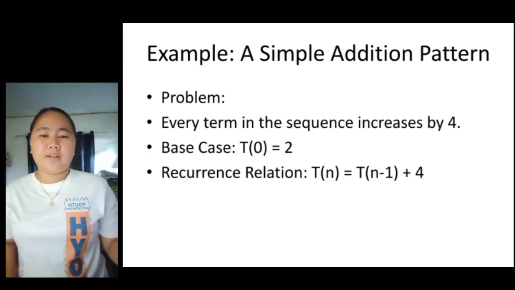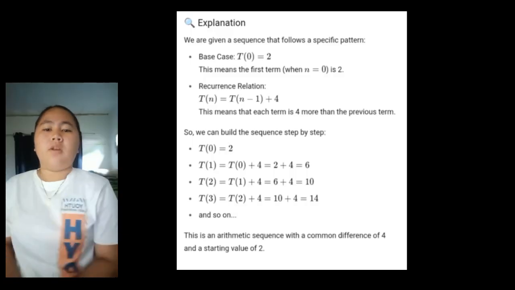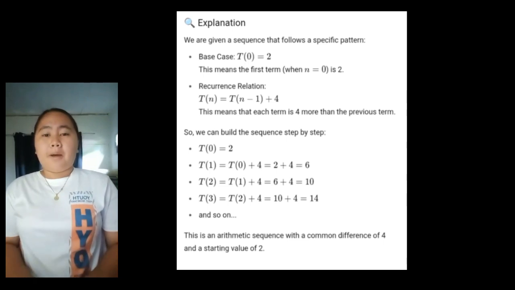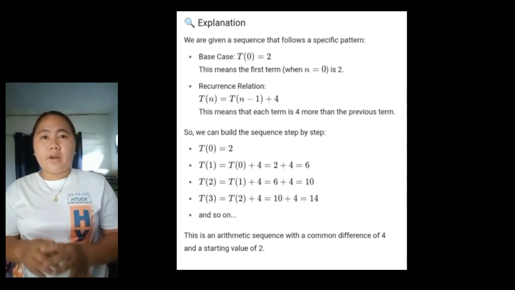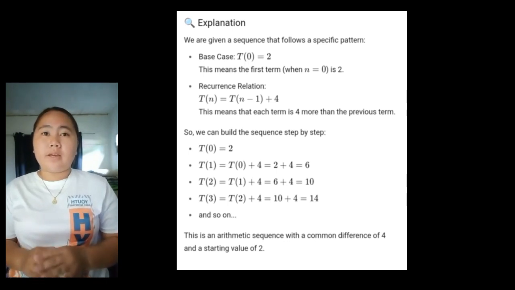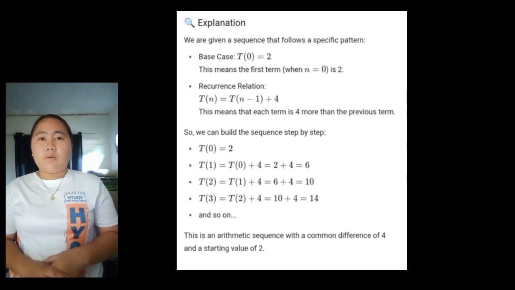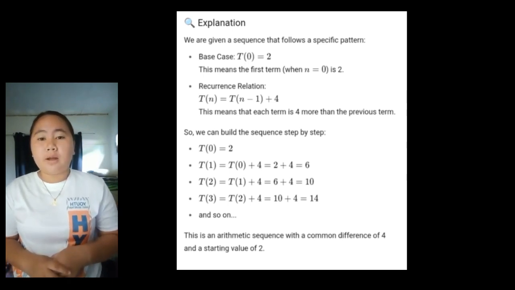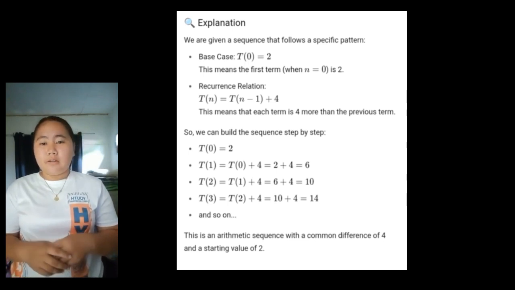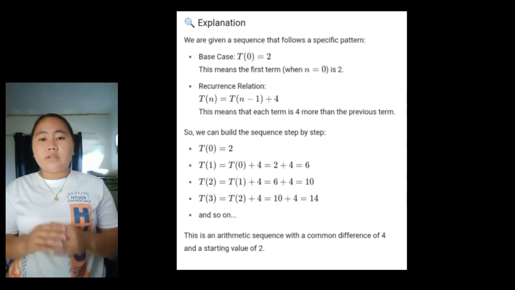My topic for today is all about a simple addition pattern. We're given a sequence that follows a specific pattern. Base case: t_0 equals 2. This means the first term, when n equals 0, is 2. Then the recurrence relation: t_n equals t_(n-1) plus 4. This means that each term is 4 more than the previous term. So we can build the sequence step by step.